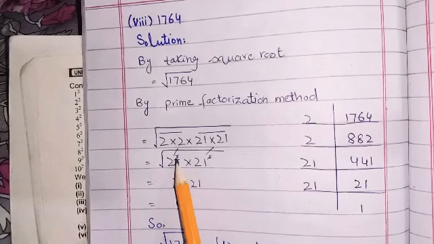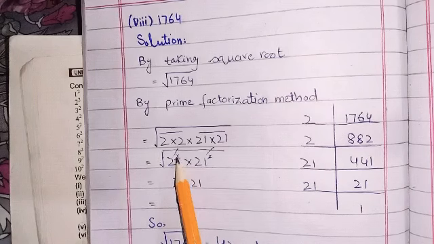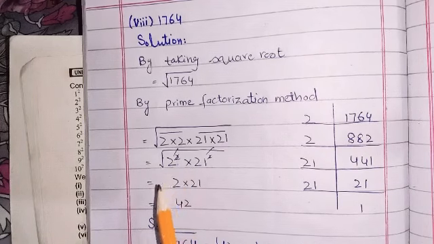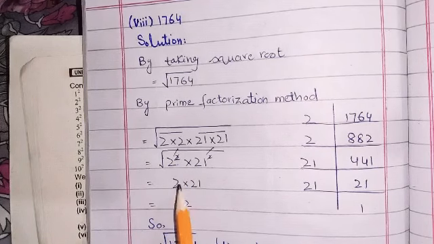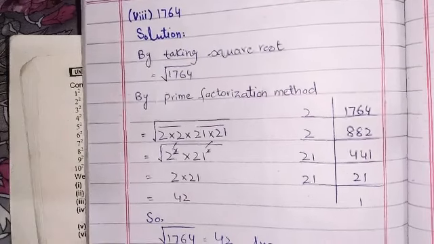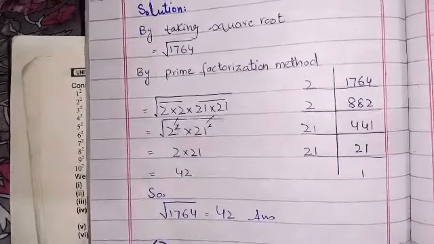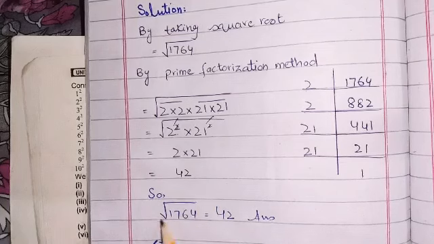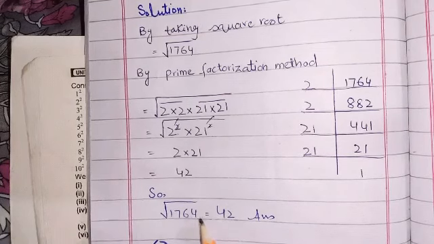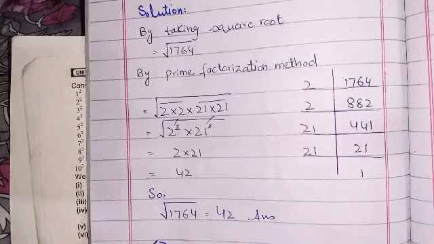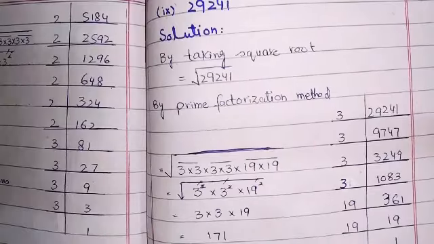Now students, we will cancel out the square root sign with the squares of the numbers. Now we have numbers 2 into 21. Now students, when we multiply the numbers we got 42. So square root of 1764 is equal to 42, which is our answer.